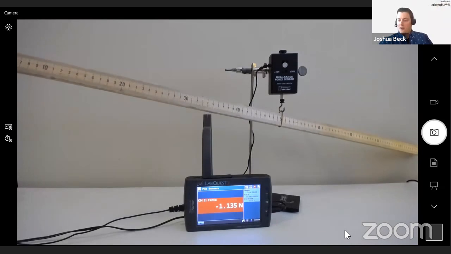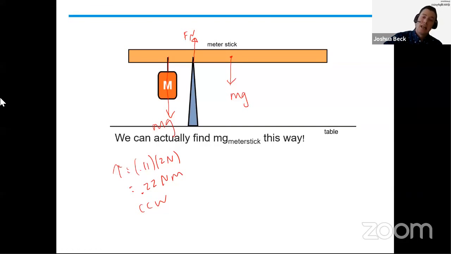And we got 1.13-ish newtons. So we're within a couple hundredths of a newton. So I'd say we're pretty much dead on, which is what we would hope because we're using physics and physics doesn't lie. So we actually found something that we didn't know before.